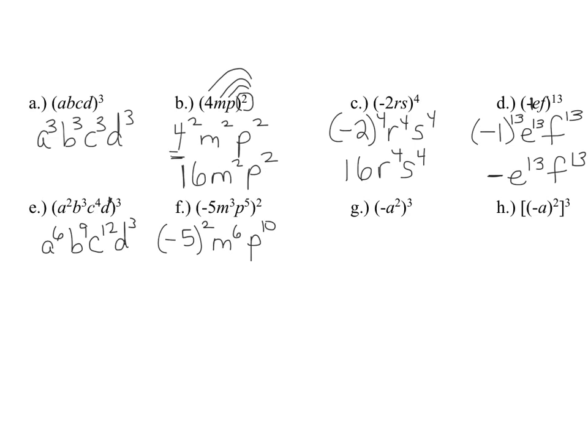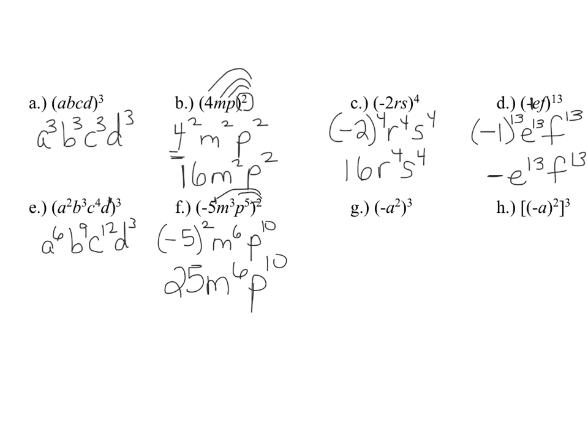So again, if you take a look, I'm doing negative 5 to the 2nd, m to the 6th, p to the 10th. This counts as a factor, so you have to take that to the 2nd power as well. If you think about it, you might want to just put a little 1 on everything that doesn't have an exponent on it, because now when you bring it in, you're multiplying the exponents. Then you have to finish this problem, and negative 5 squared is 25. So the final answer would be 25 m to the 6th, p to the 10th.